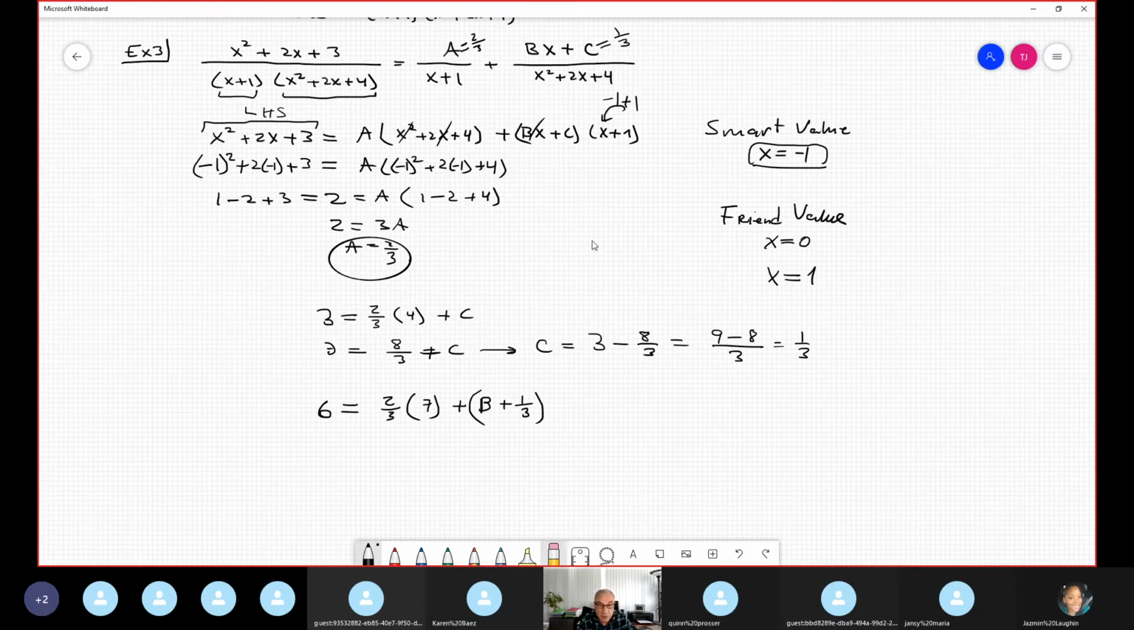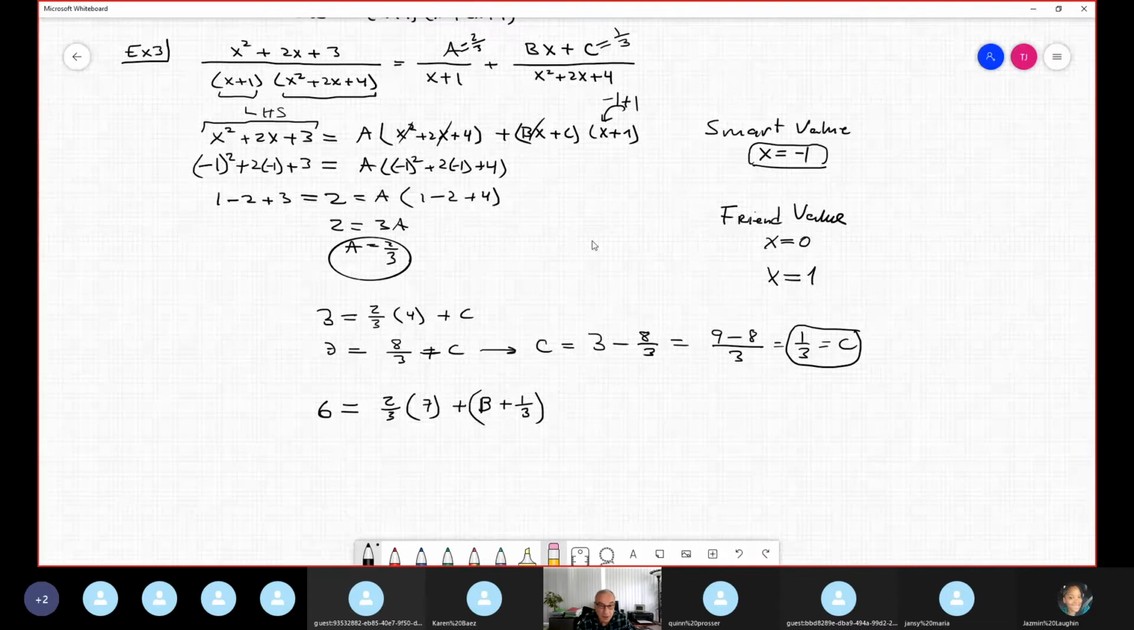What is the reason for the 1/3? Okay, 1/3 here, 1/3, 1/3. B plus C, que es 1/3. A ver, where is C? C is 1/3. Multiplication by 2, because 1 plus 1 is 2.